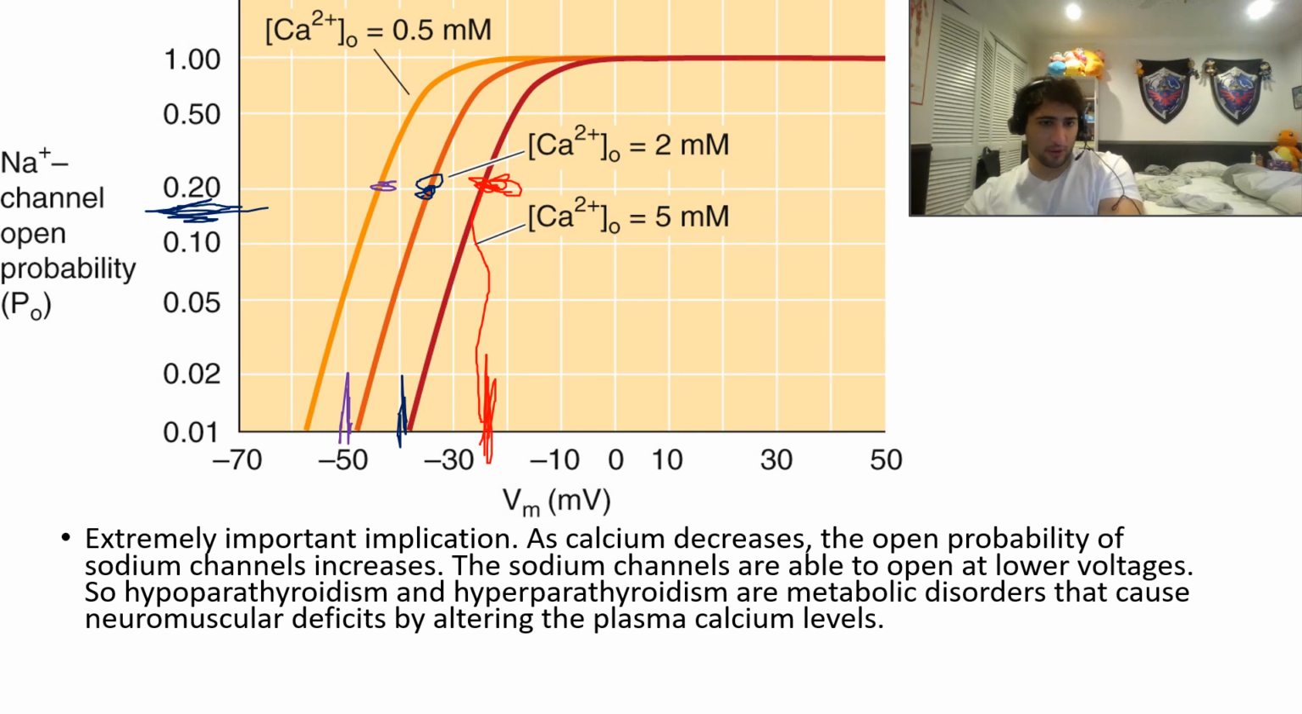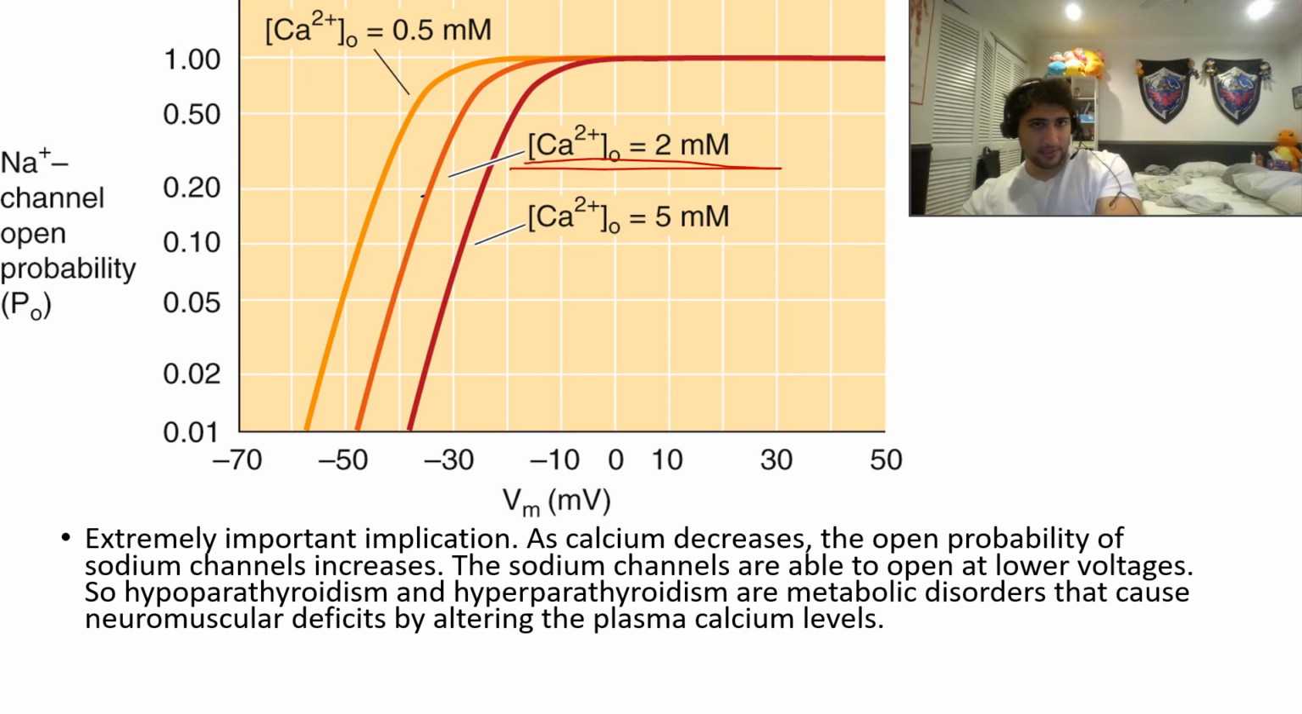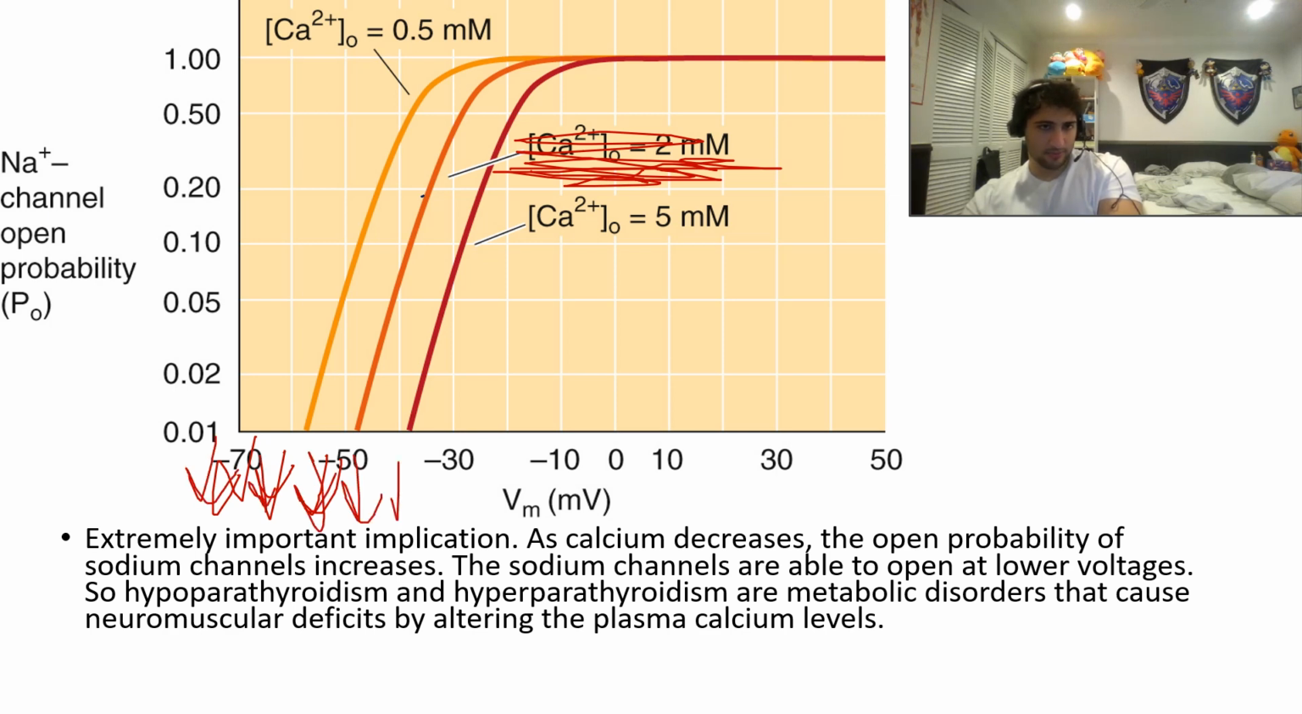Your big takeaway from this slide, the massive takeaway, is that calcium interferes with sodium channels. So as calcium levels decrease, that interference decreases, and because that interference decreases, sodium can fire at lower and lower membrane potentials, which makes the whole cell more excitable.